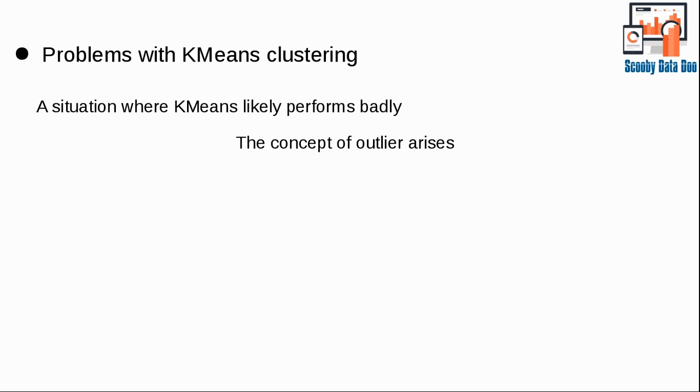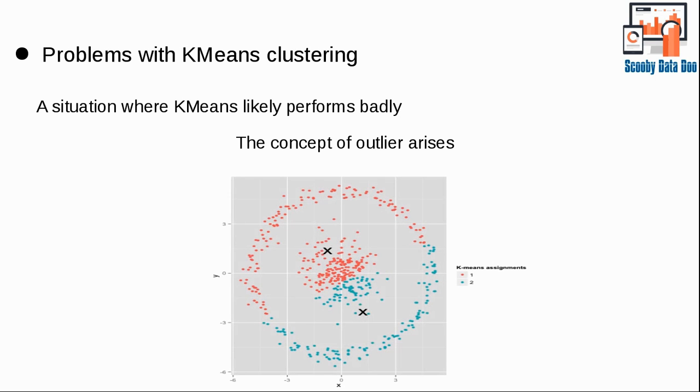Now, a situation where K-means likely performs badly, and the concept of outlier arises. Okay, see, here you have K-means assignments. You have two clusters here. One is represented with red and two is represented with green. Now this area represents the area of the red clustering part.